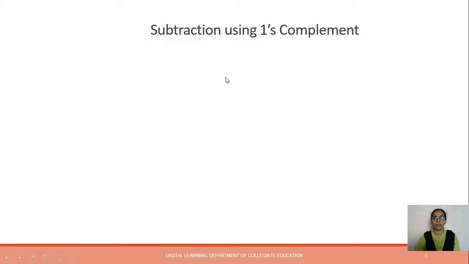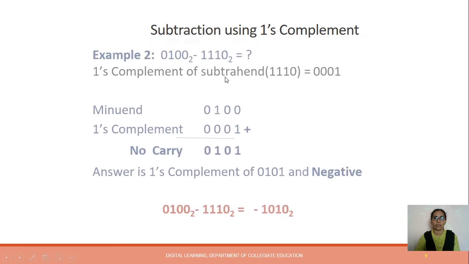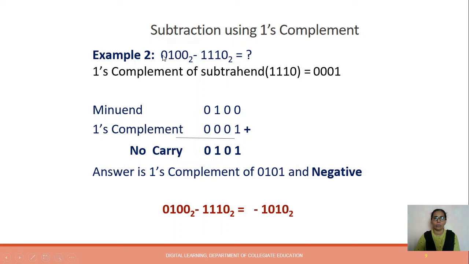Let's see another example of one's complement subtraction. 100 minus 1110. First find the one's complement of the subtrahend 1110, which is 0001. Then add this with the minuend. So the result is 010. Here there is no carry.